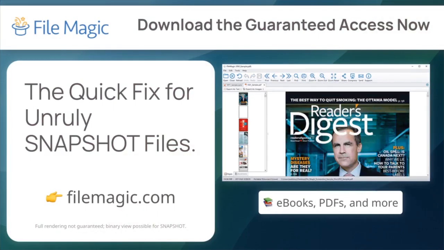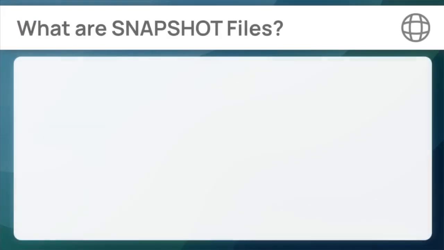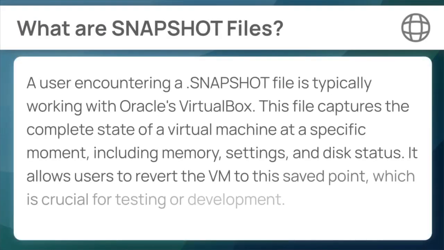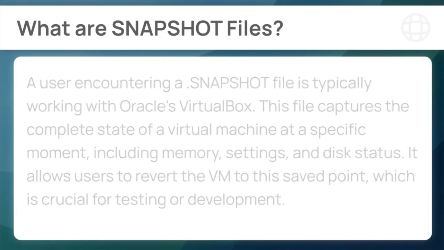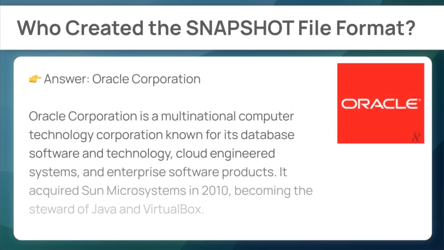First, the simple methods. A user encountering a snapshot file is typically working with Oracle's VirtualBox. This file captures the complete state of a virtual machine at a specific moment, including memory, settings, and disk status. It allows users to revert the VM to this save point, which is crucial for testing or development.